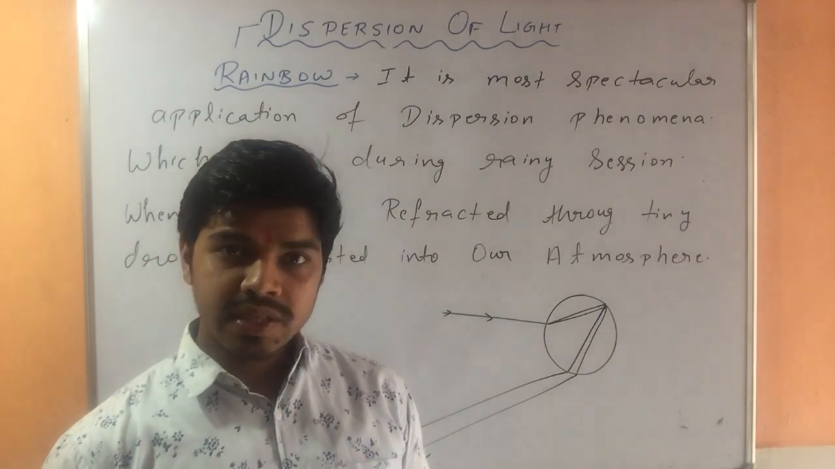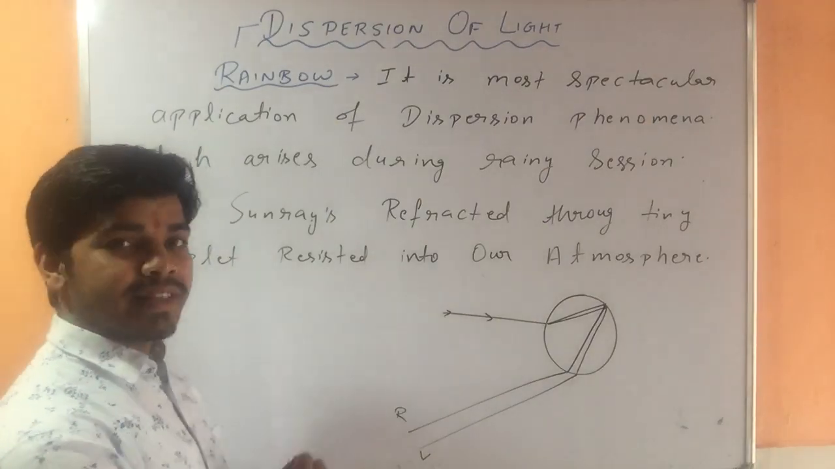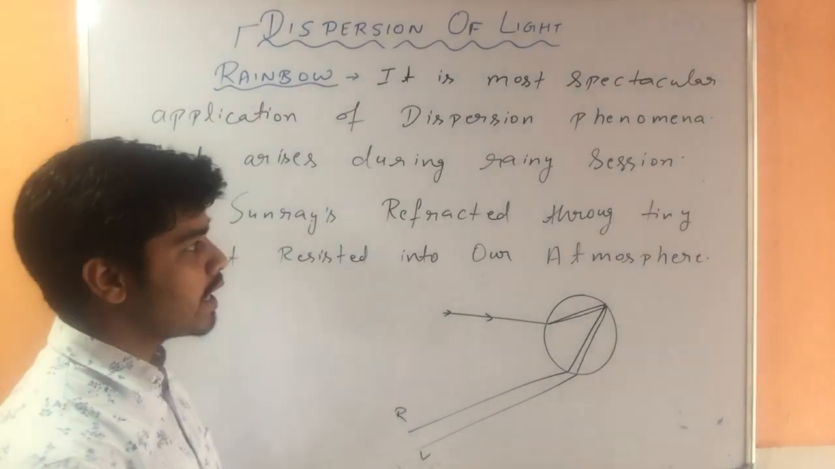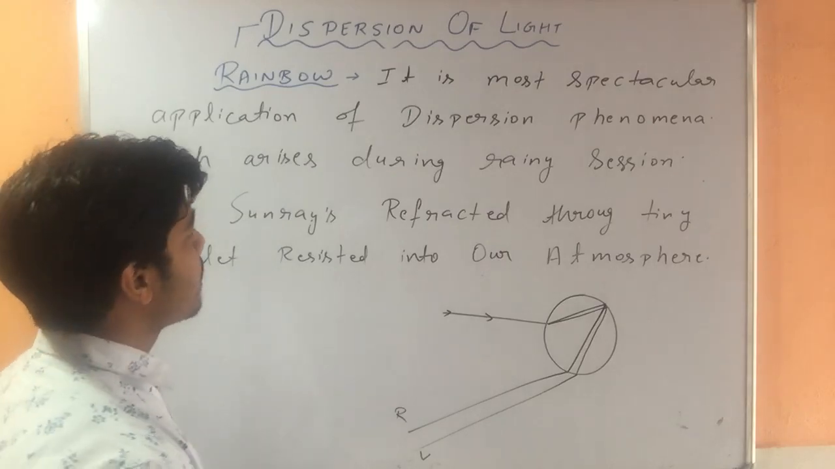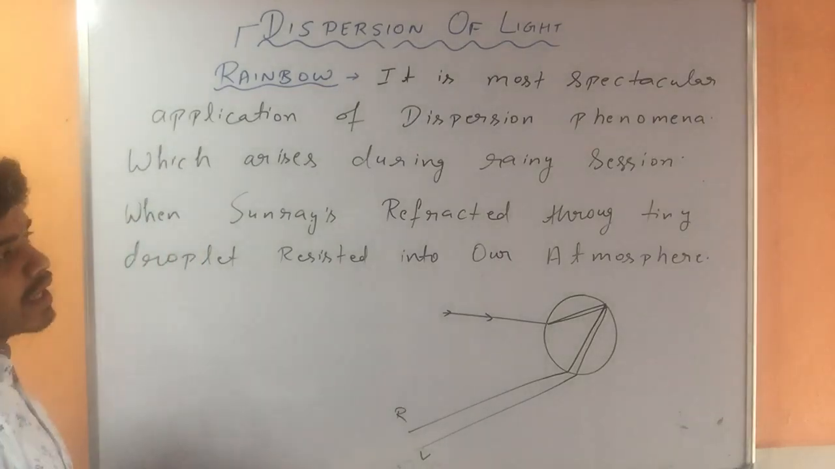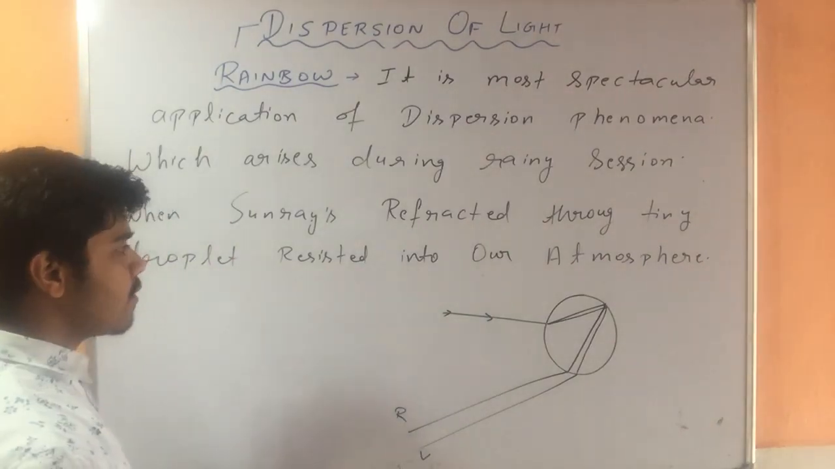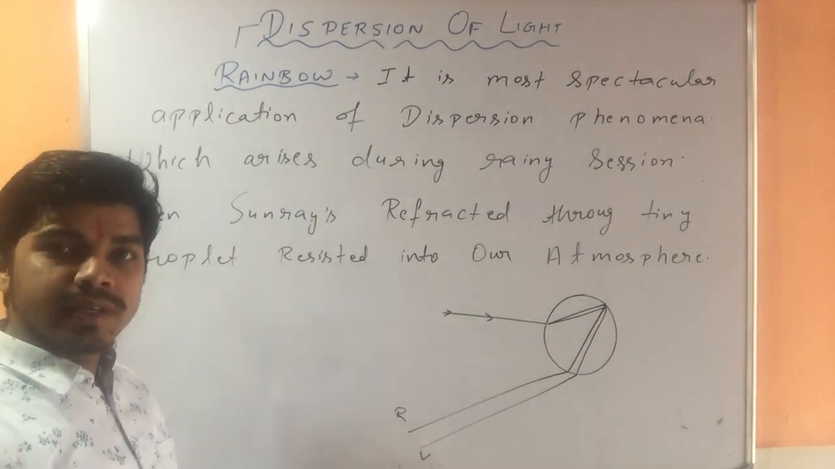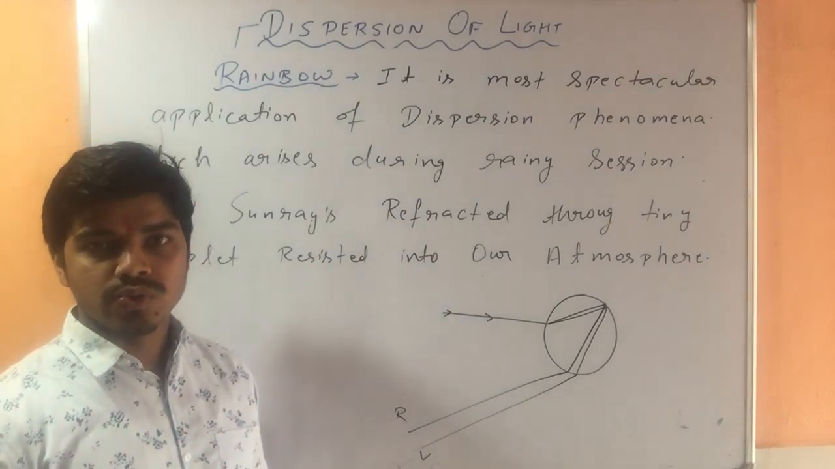So students, for this topic up to 10th standard it is enough to study only these lines, but up to 12th standard we have to study the parts of a rainbow also.